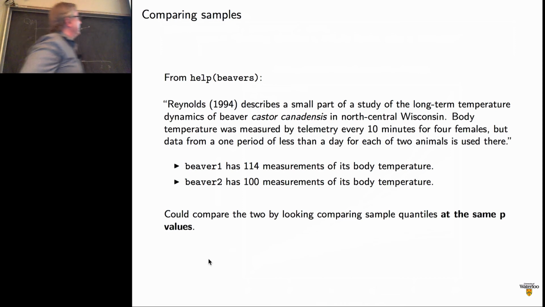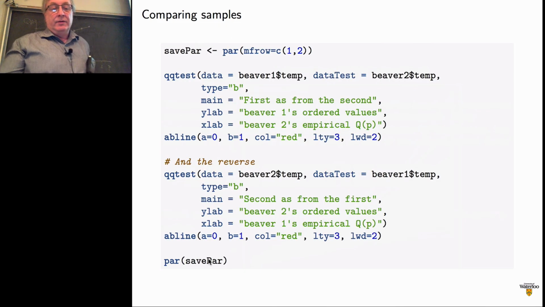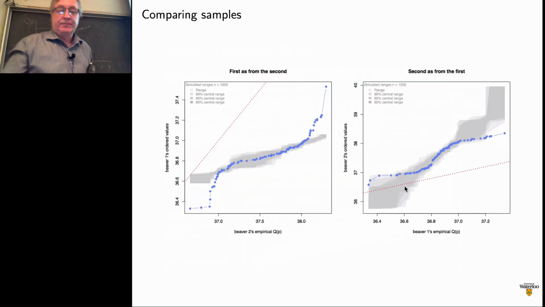So when I look at this data, I can do it with the data being beaver 1, and the data that I'm testing against is that of beaver 2, right? The body temperature of the second beaver. Or the other way around, I could say the data is beaver 2, and I'm going to use beaver 1 as the distribution that might have generated the temperatures for beaver 2. And I'm just going to plot both of these at once.